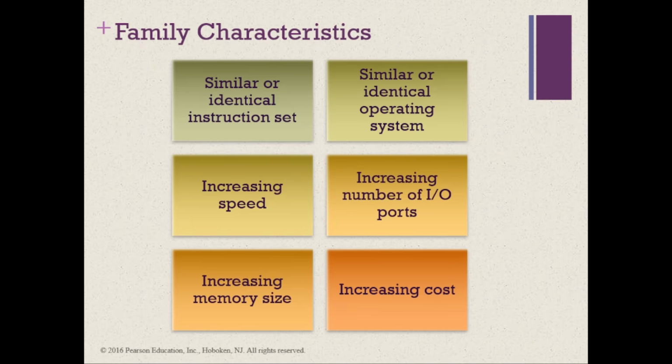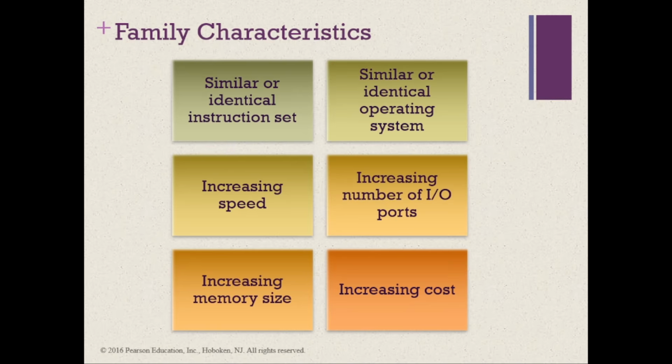The characteristics of a family are as follows. So these are the six characteristics. First is similar or identical instruction set. In many cases, the exact same set of machine instructions is supported on all members of the family. Thus, a program that executes on one machine will also execute on any other. In some cases, the lower end of the family has an instruction set that is a subset of the top end of the family. This means that programs can move up but not down.